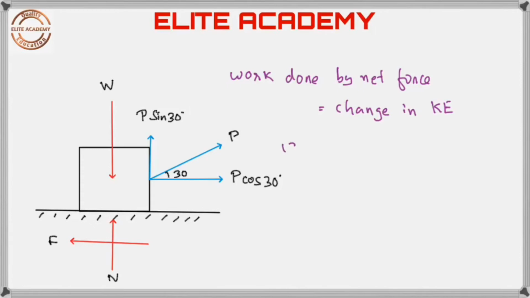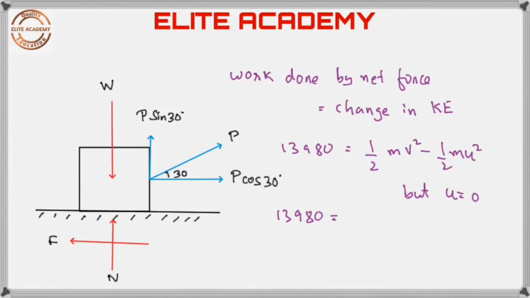By work energy theorem, work done by net force is equal to change in kinetic energy. Therefore, 13,980 is equal to half mv square minus half mu square. This is change in kinetic energy. Here initial velocity u is equal to 0. So 13,980 is equal to half m v square, but mass is weight divided by gravity. Therefore 13,980 is equal to half into w by g into v square.